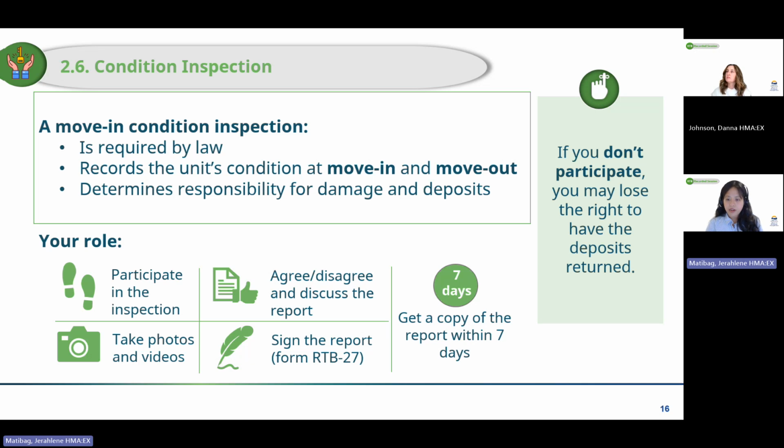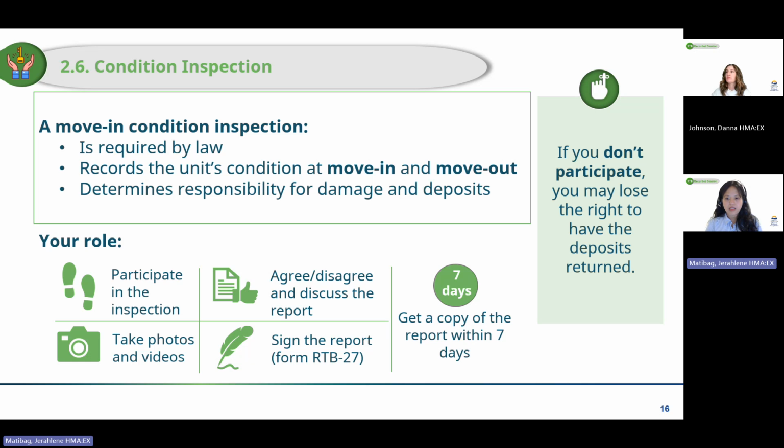And then number four, or next, once you and the landlord agree on the condition of the unit and any repairs needed, you need to sign the report. If you later notice that something was missed, let the landlord know right away and don't wait for too long.